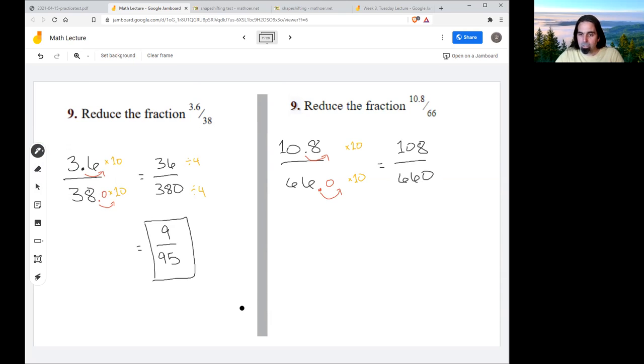What can I divide by? I'll try 4. The hint for 4 was to look at the last 2 digits. Does 4 go into 8? Yes. Does 4 go into 60? Sure. So I'll try 4. So I'll get out my calculator, do those things. 108 divided by 4 is 27. 660 divided by 4 is 165.